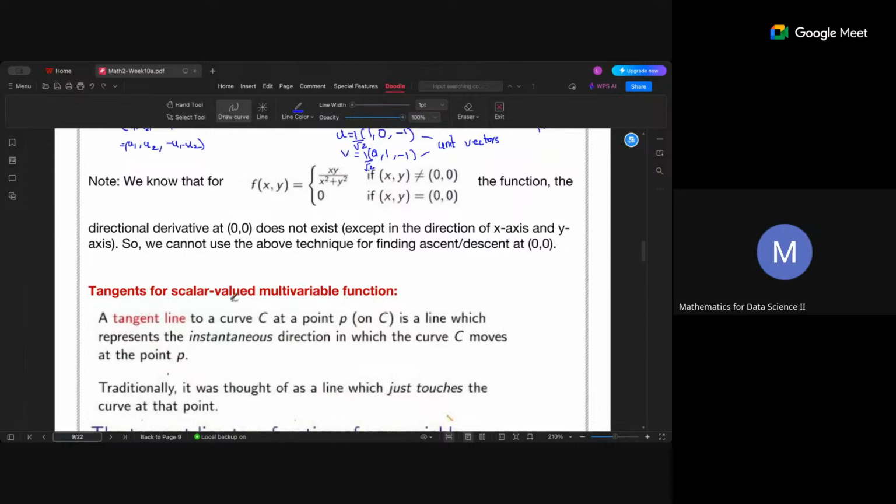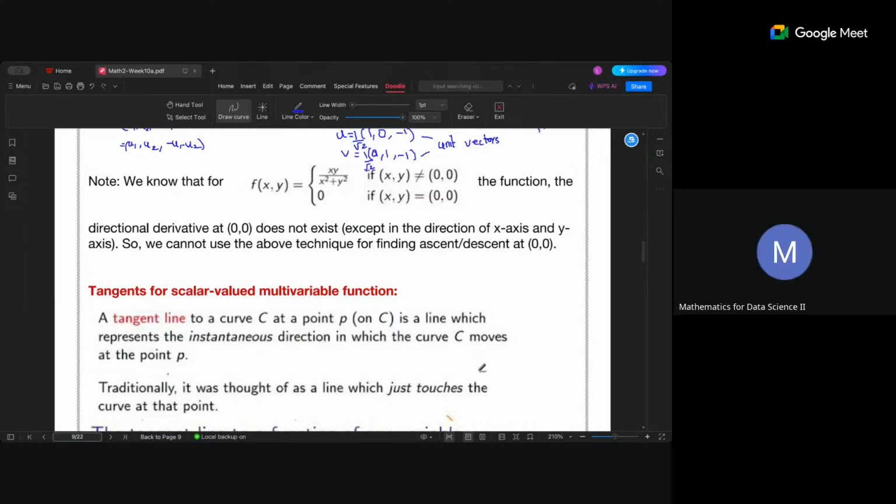So tangents, first we are looking at scalar valued multivariable functions. A tangent line to a curve C at a point P on C is a line which represents the instantaneous direction in which the curve C moves at that point. This is what we see for one-dimensional cases. But many people say that it is a line which touches the curve at that point, right? It touches exactly at that point, right? But is this a correct definition?